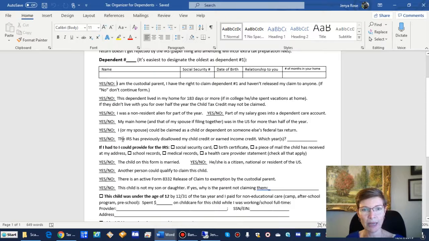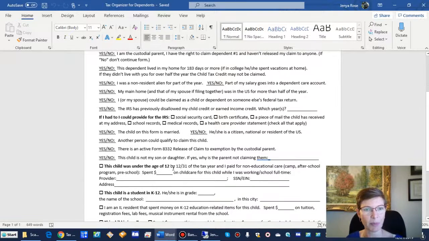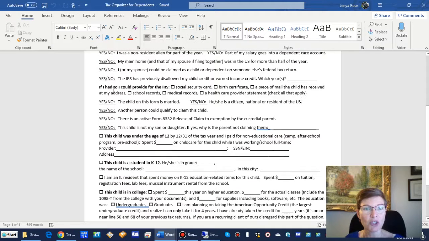The IRS has previously disallowed my child credit or earned income credit, and then we'll need to know which years. We've never had anyone with that, but it could happen. So I do need you to check these little boxes of what you could provide to the IRS if they wanted proof that your dependent is your dependent. If you have a social security card, a birth certificate, just check all the boxes of things you have that you can use to prove the dependency.